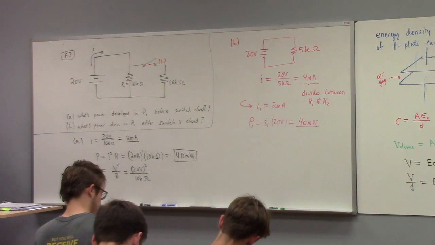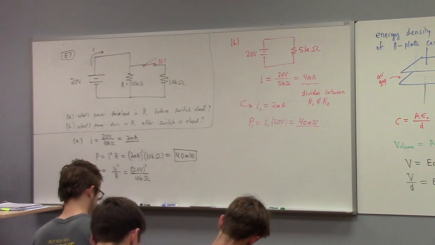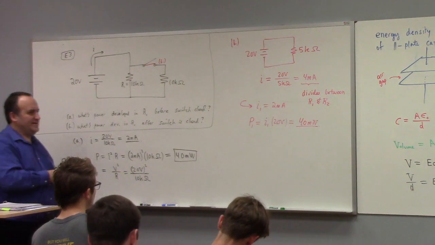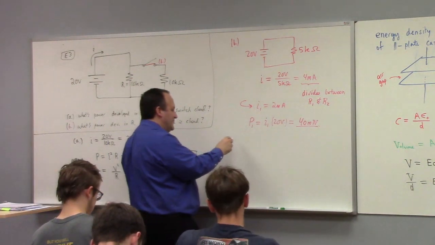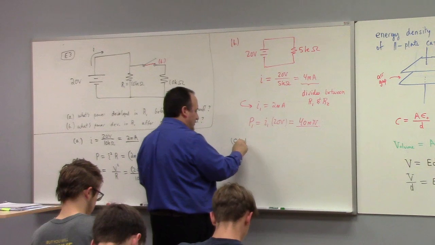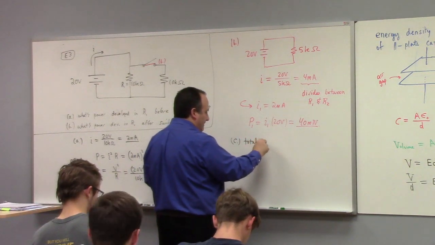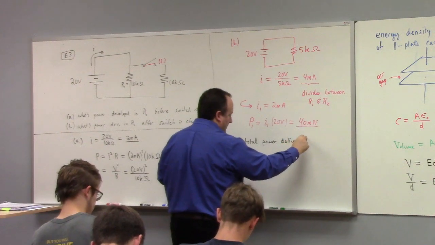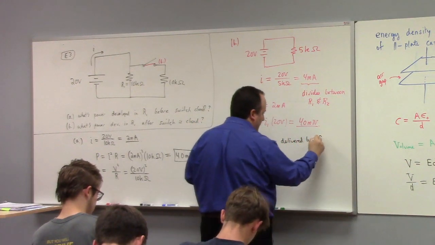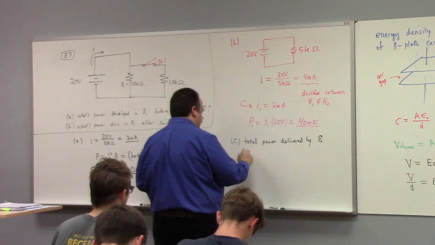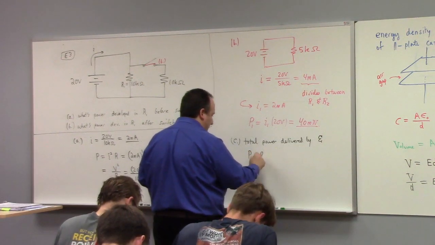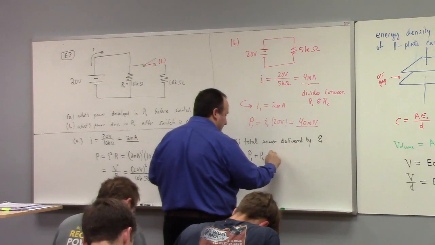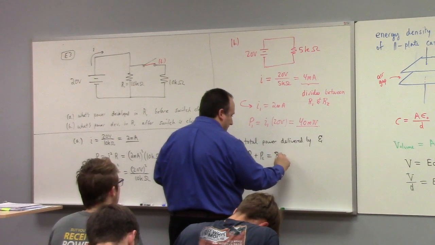Now, if I asked part C, what's the total power delivered by the circuit, then we feel a little bit more like we've done something, right? What's the total power? I'll call it E. Well, then we'd have the power from the first resistor plus the power from the second resistor, which would be a total of 80 milliwatts, right?